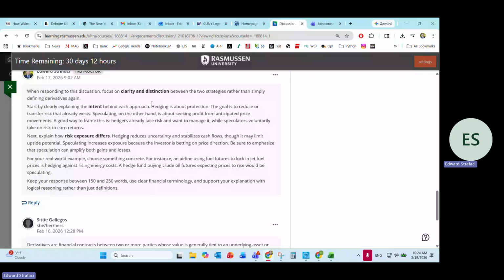Next, explain how risk exposure differs. Hedging reduces uncertainty and stabilizes cash flow, though it may limit upside potential, right? The one thing when you hedge, you limit your upside, you also limit your downside, and that's the idea behind hedging. Speculating increases exposure because the investor is betting on price direction. Be sure to emphasize that speculation can amplify both gains and losses. For your real world example, choose something concrete, like an airline using fuel.